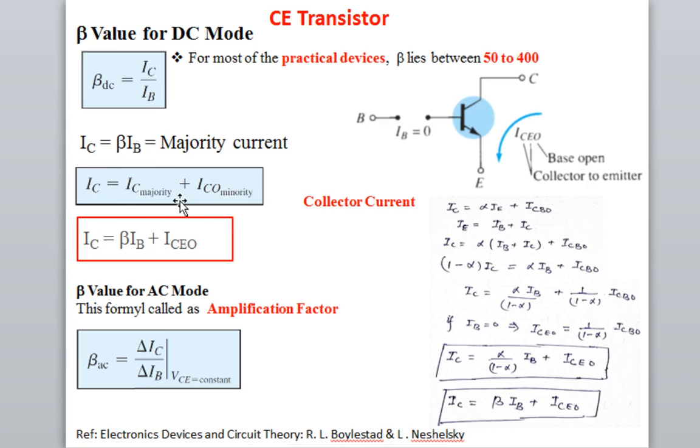So IC majority plus ICO, which we have called the minority current, that is ICO. So that is ICO due to minority current. IC majority we have calculated, that is beta into IB. And ICO for a common emitter transistor, because we are using common emitter, will have a different name. For common base we have given the name ICBO. Here we will give the name ICEO.